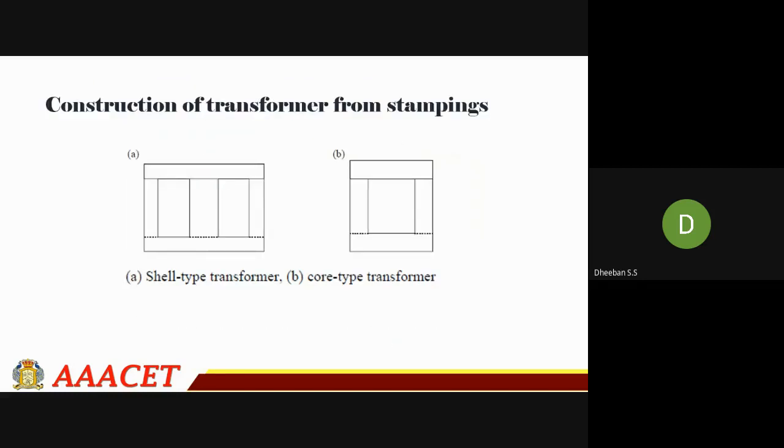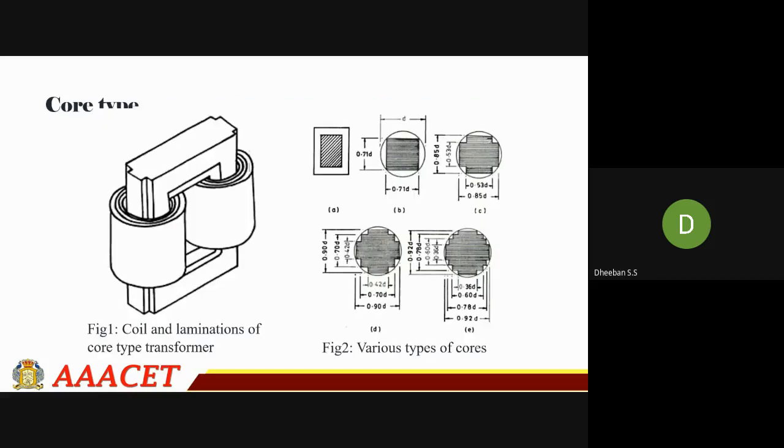This is the construction of the two types of transformer, starting with the shell type, and this is your core type. In the shell type, the central limb only will have your windings, but in the core type, at either end of the core there will be the windings. So this is regarding the core type.